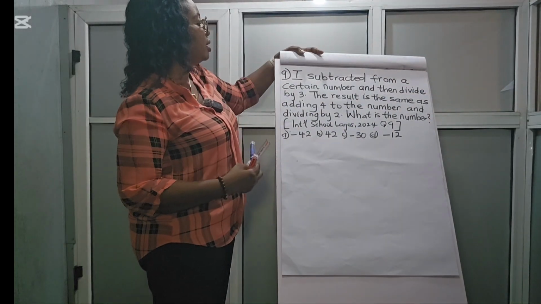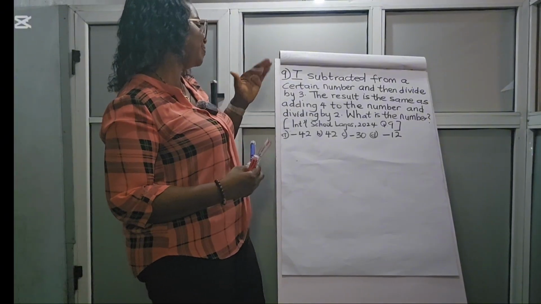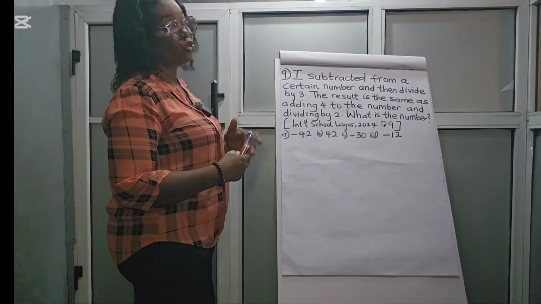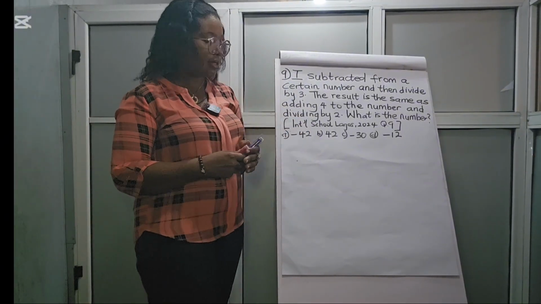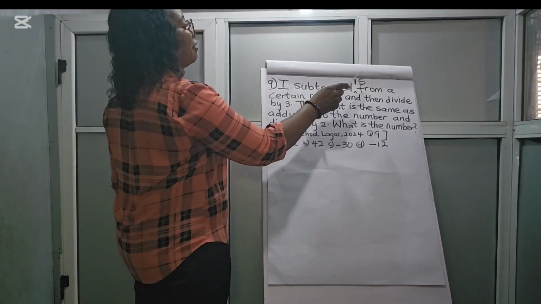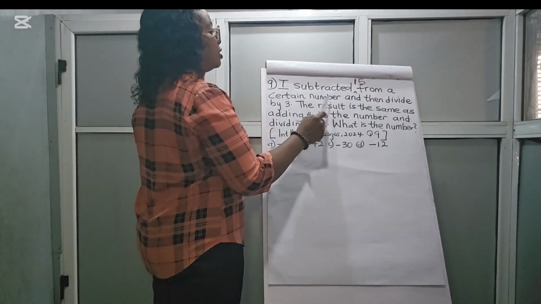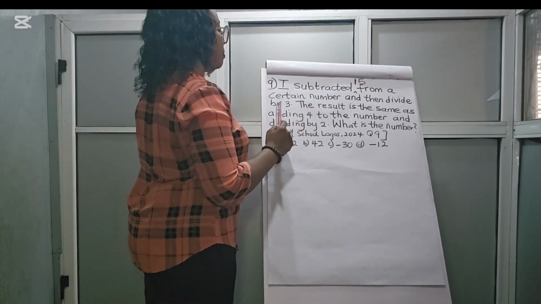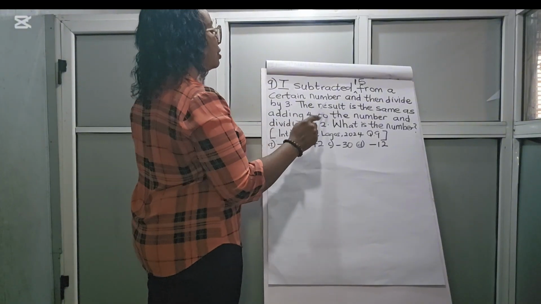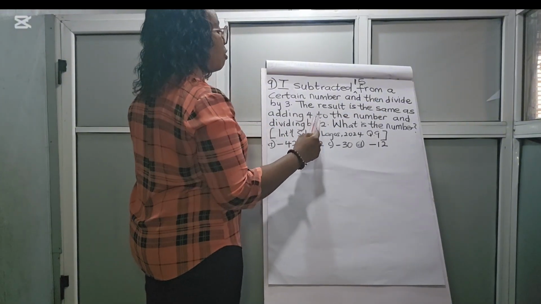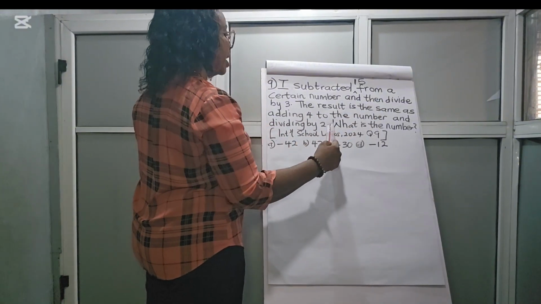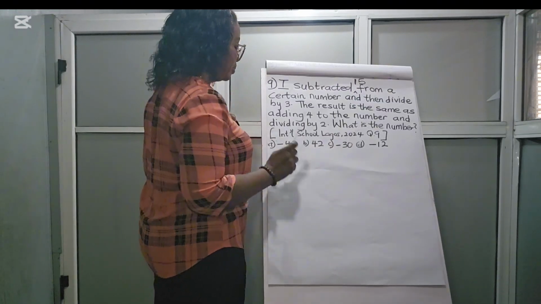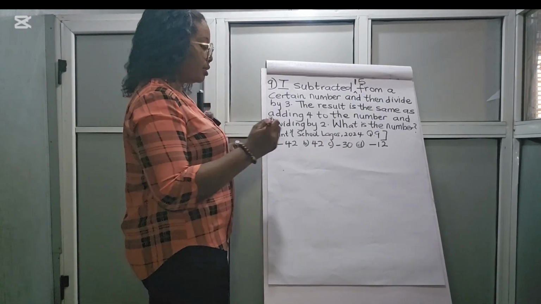This is more or less like a word problem in algebra. I subtracted 15 from a certain number and then divided by 3. The result is the same as adding 4 to the number and dividing by 2. What is the number? Solution.